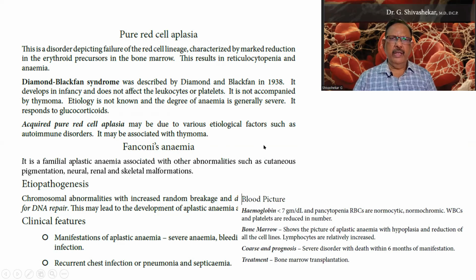Fanconi's anemia is another type of anemia wherein there can be cutaneous pigmentation and neural, renal, skeletal manifestations. This is because of a defect in DNA repair. Normally, in the blood picture of aplastic anemia, the hemoglobin will be less than 7 grams. And the marrow picture we have already shown.